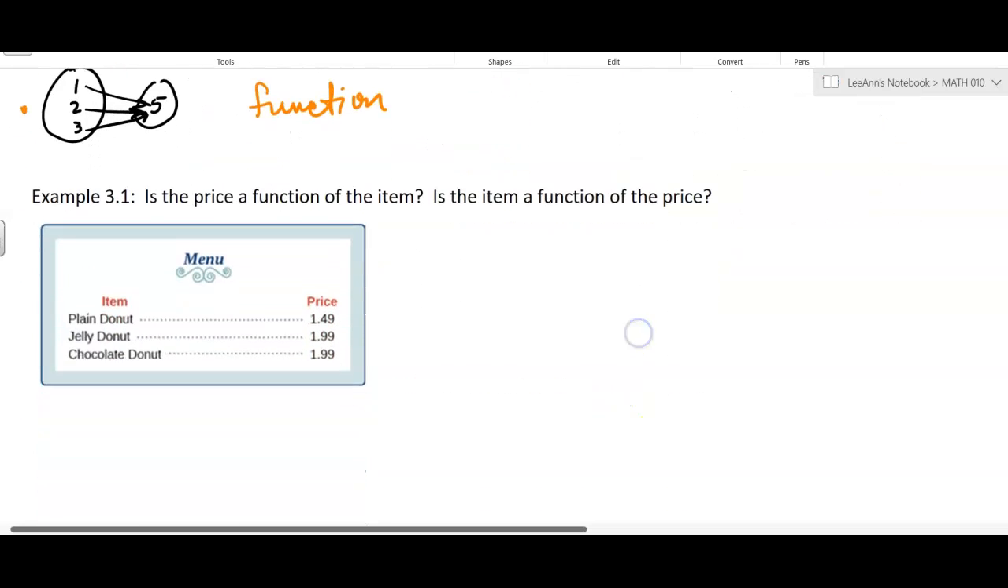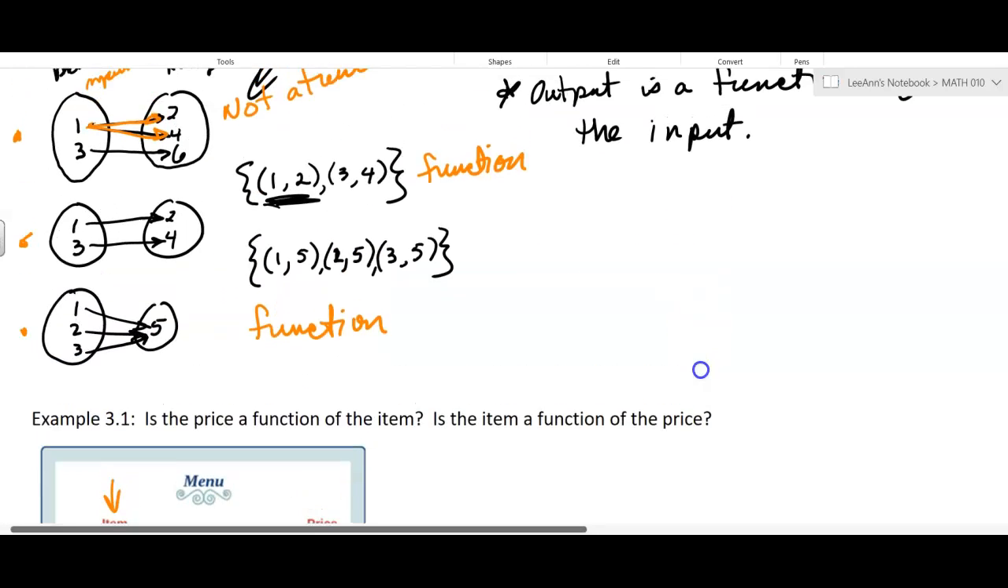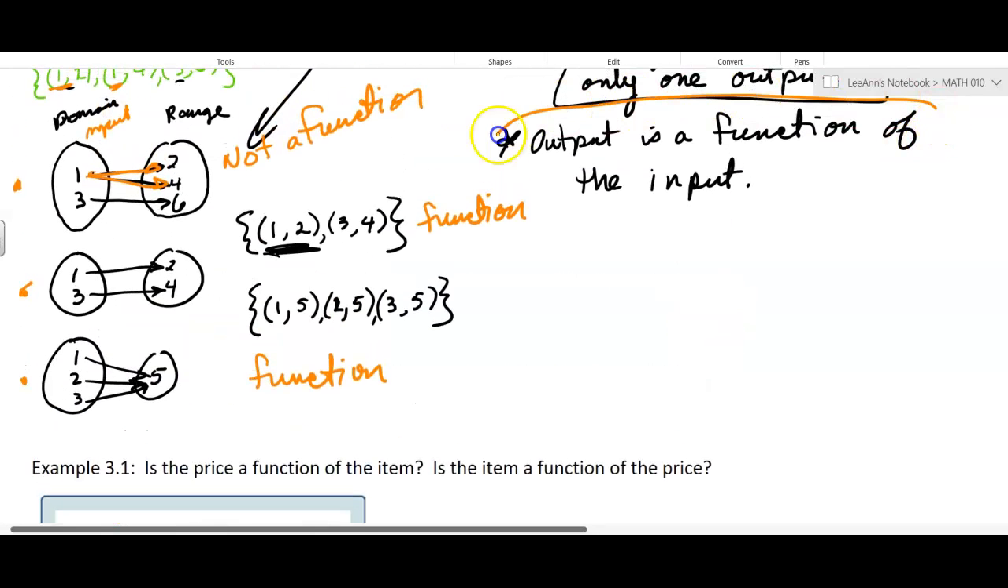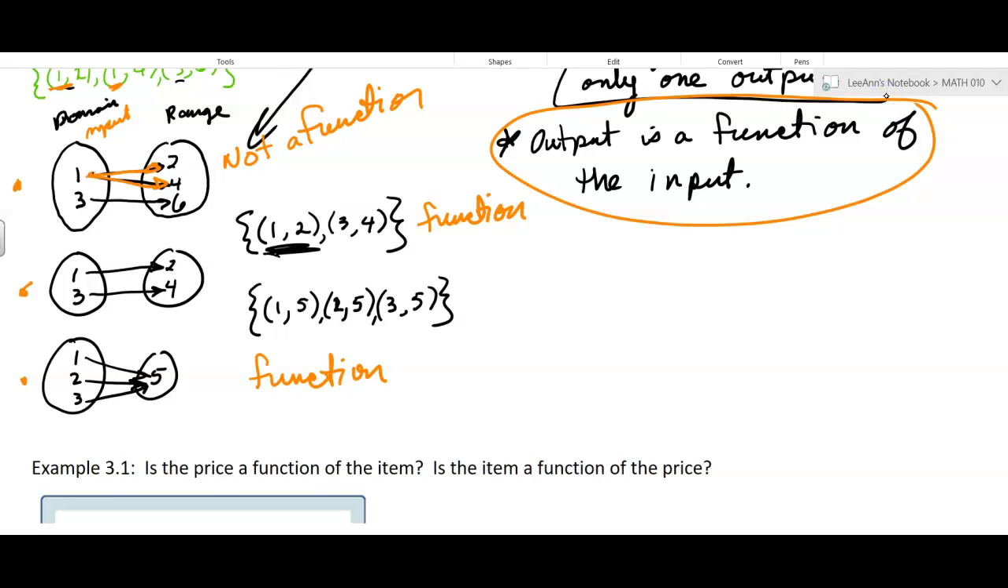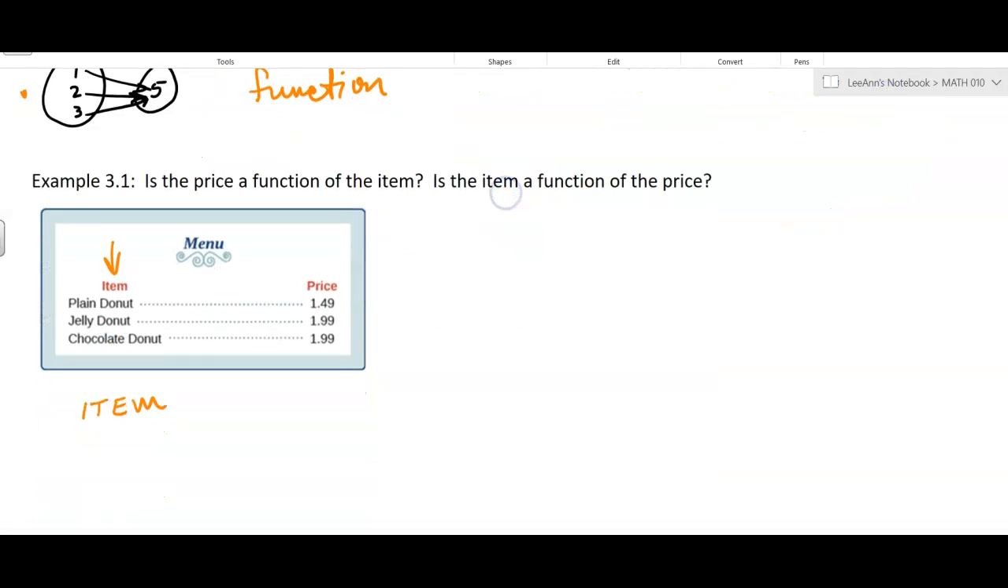Okay. Now they give us this little menu. Apparently we're buying donuts. It says, is the price a function of the item? Okay, so the item would then be the input. Now how do you know which one's which? Go back to what we said here. The output is a function of the input. So is the price, which would be the output, a function of the item, which would be the input. I would say the donut, but anyway.